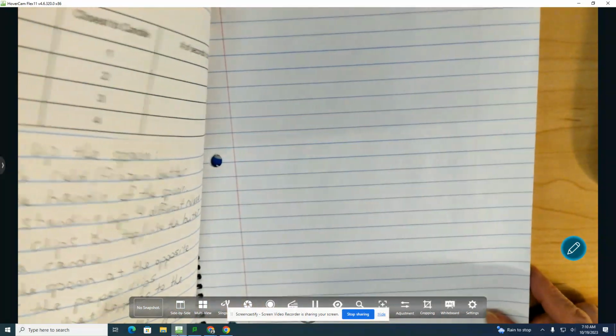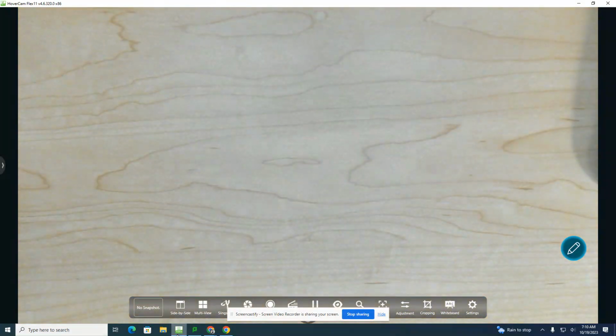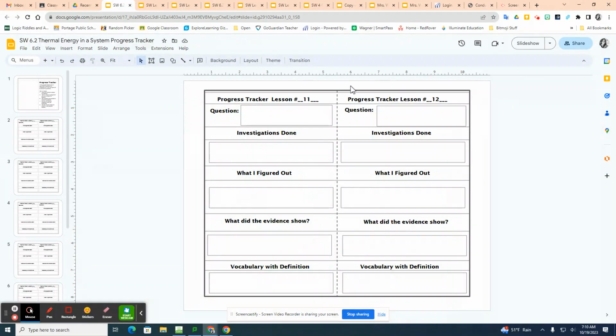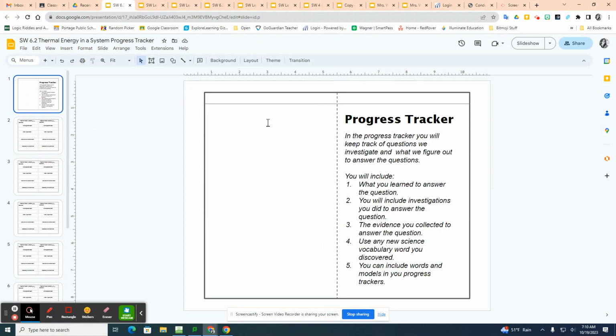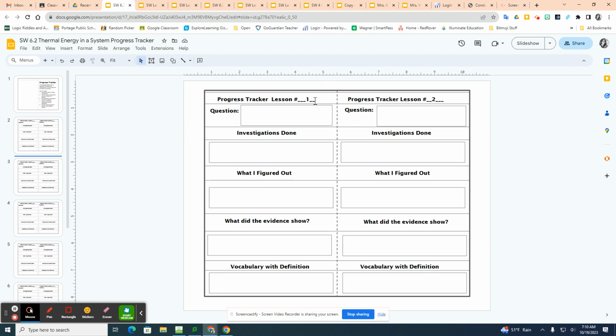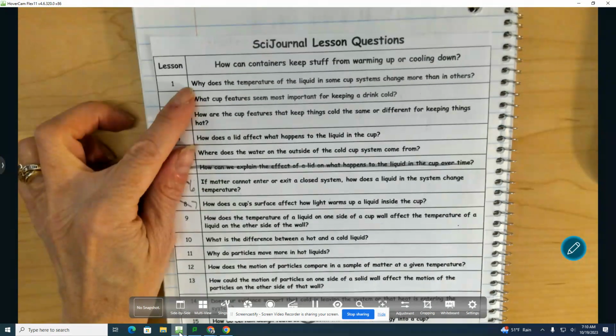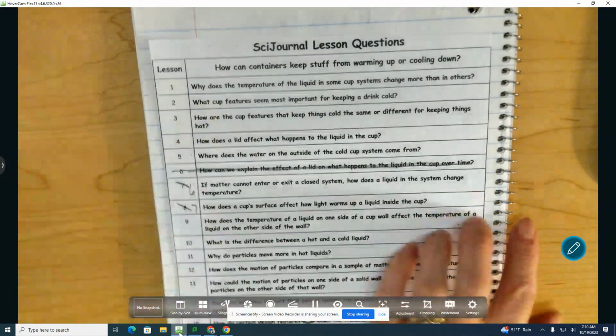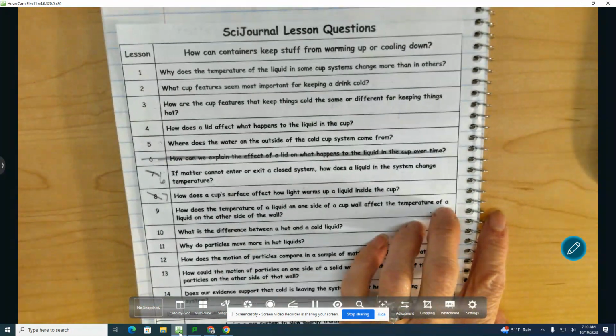So now with this progress tracker, what you're going to do is, using that information from your journal, you're going to start up here. Here's some directions because you can read through that. We're going to start here with lesson 1. And what was the investigative question for lesson 1? So again, you can go to those questions and you can type in that question for investigative lesson number 1. And it is, why does the temperature of the liquid in some cup systems change more than others?